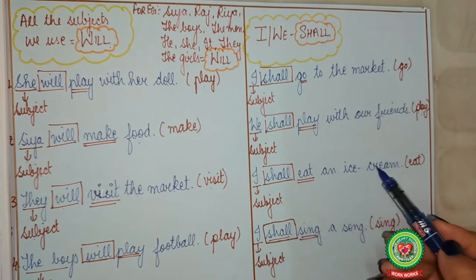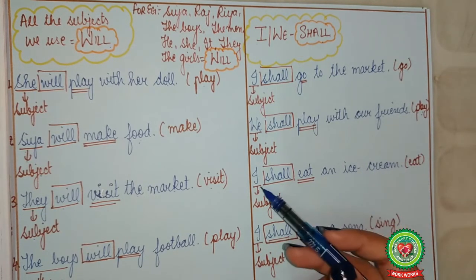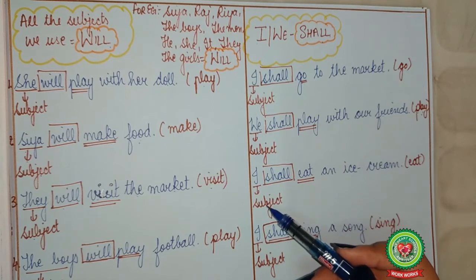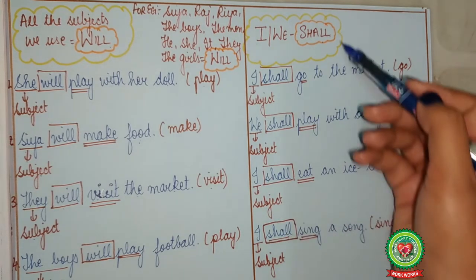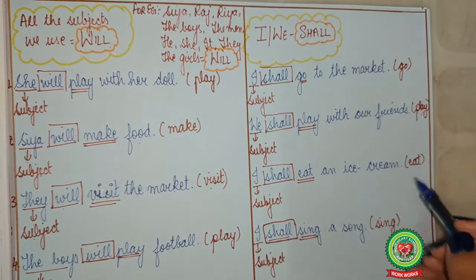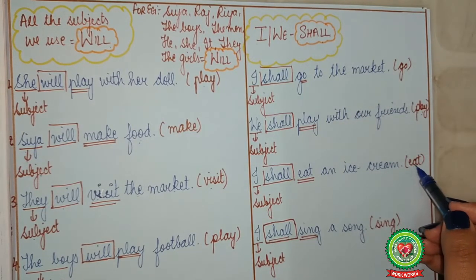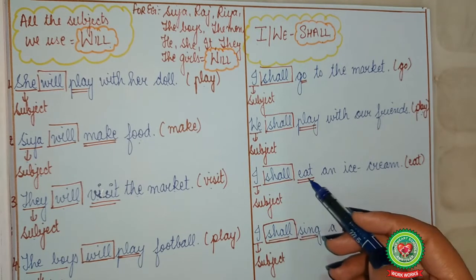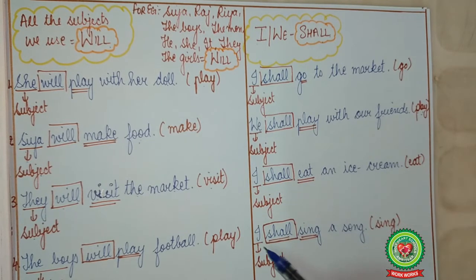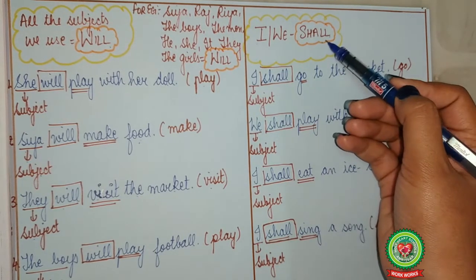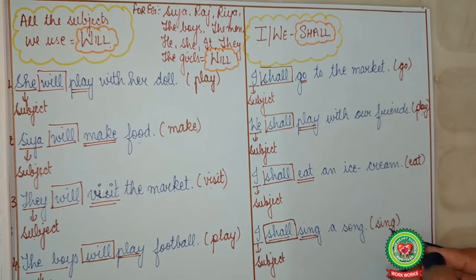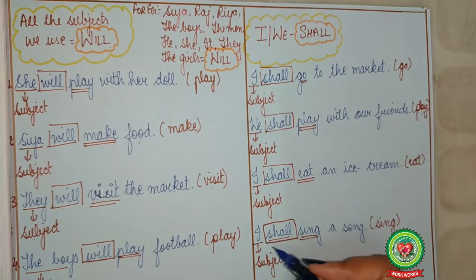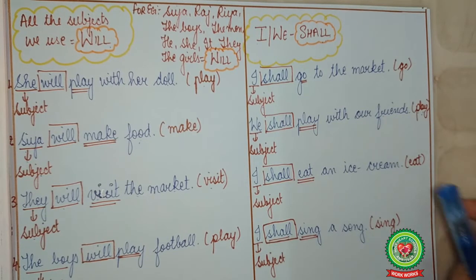I dash an ice cream and the verb is eat. Who, I, so subject. As I have already told, with I we will always use shall. Eat is the present form of verb. So the answer is I shall eat an ice cream. I dash a song and the verb is sing. Who, I, so subject. With I we will always use shall. Sing is the present form of verb. So the answer is I shall sing a song.